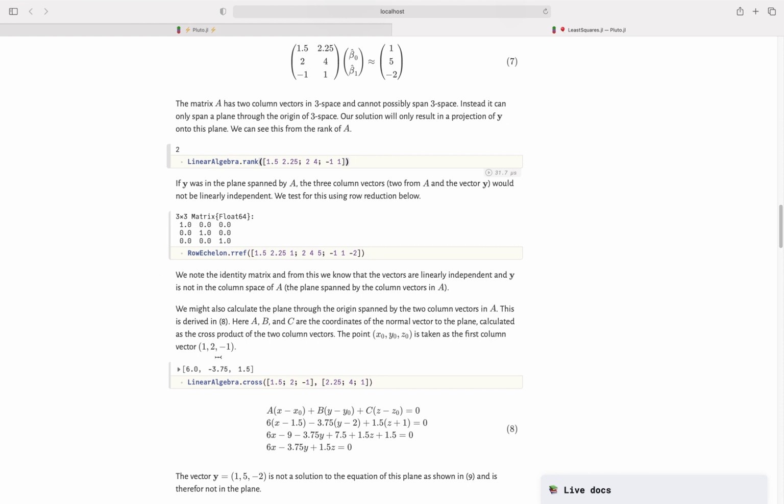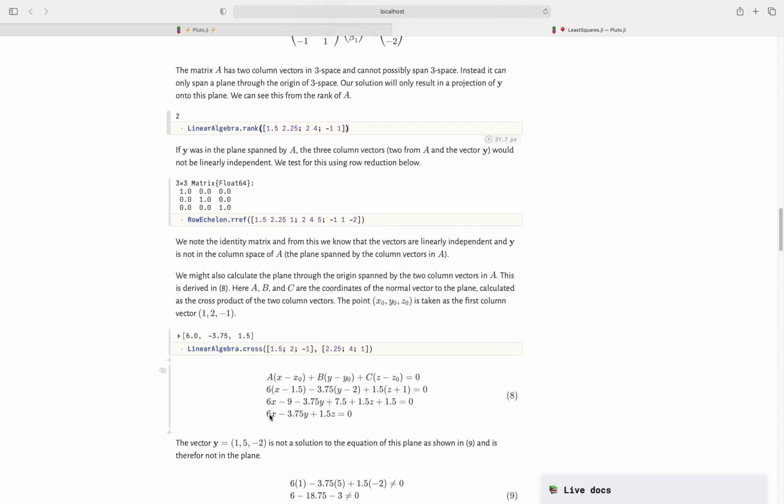Another way to look at it is to construct an equation for the plane, and remember, for that we need a point in the plane and the normal vector, a perpendicular vector. How do we get the perpendicular vector? Well, we take the cross product of the 2 vectors in the plane. So if we take the cross function of our 2 vectors, we end up with a normal vector. And you see here in 8 how to construct the equation of a plane through the origin in 3 space.